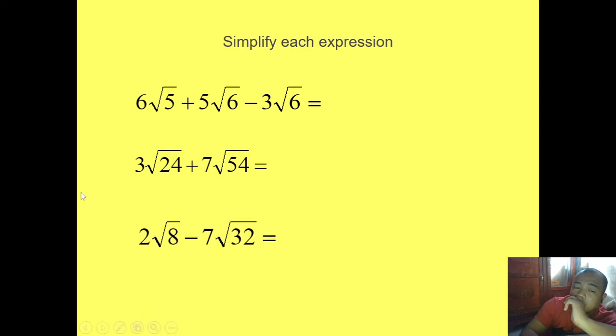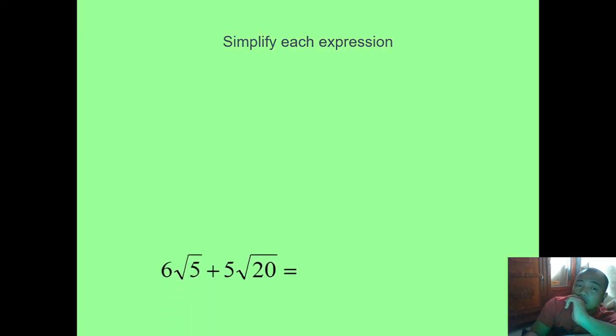How about this? Yung 8, 4 times 2. So 2 square root of 2 multiply sa 2 is 4 square root of 2. Ito naman, 16 times 2. Square root of 16 is 4 times 7, 28. So, 4 minus 28 is negative 24 square root of 2. Alright.